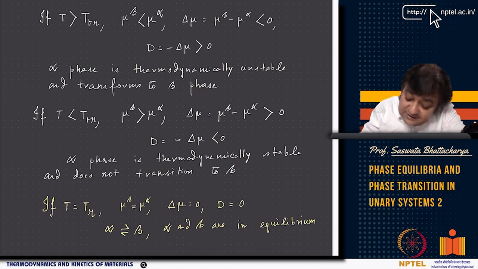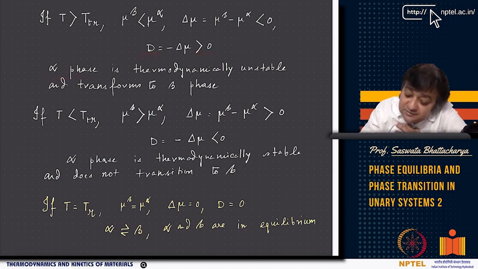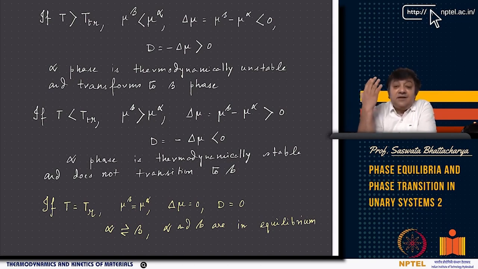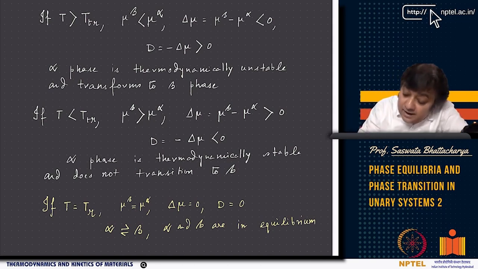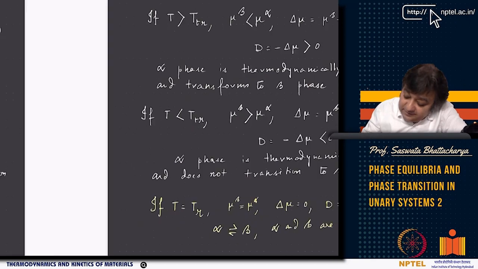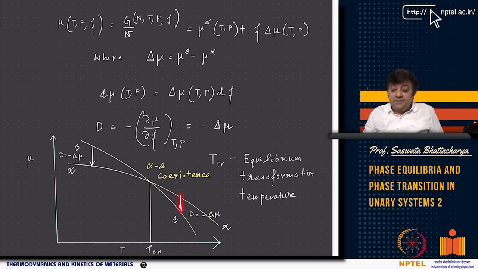Remember the sign: if D is positive, which is the negative of mu beta minus mu alpha, you can immediately understand that alpha phase is thermodynamically unstable, right? So basically, if T is greater than Tr, alpha is a thermodynamically unstable phase, right? Alpha is a thermodynamically unstable phase, and it transforms to beta phase, correct?